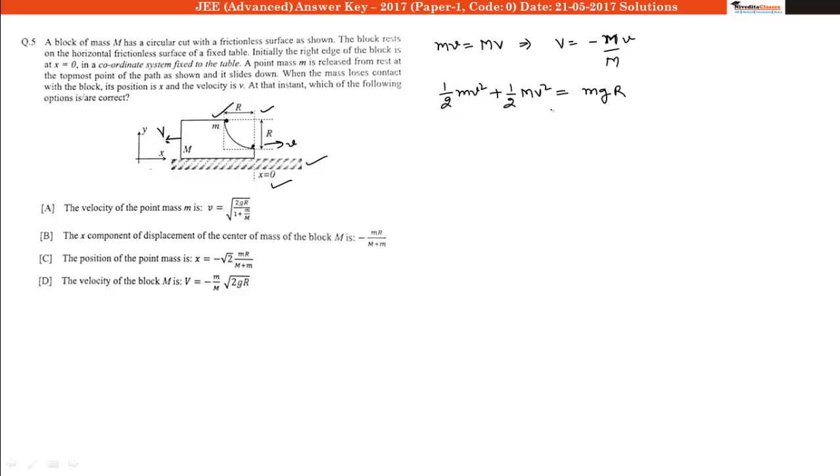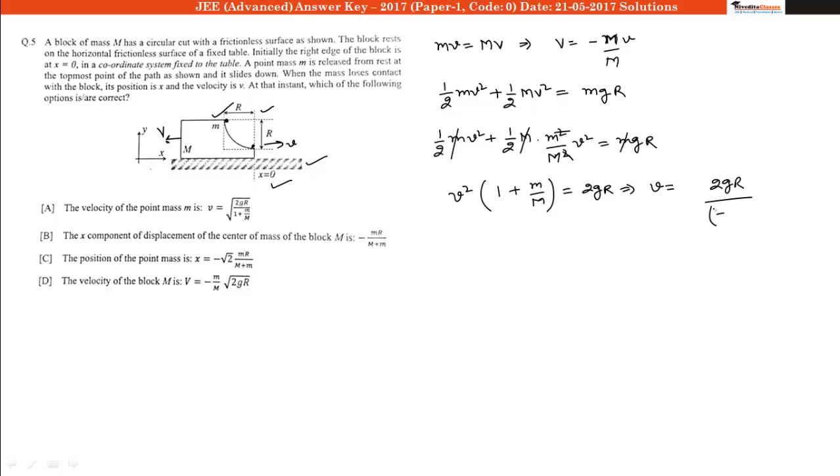Now, putting the value of capital V here, we can write half m v square plus half capital M times small m square over capital M square into v square, which will be equal to m g R. So now one capital M gets cancelled out, small m gets cancelled out, and if I take the half to the other side and take v square common, I will have v square times 1 plus small m divided by capital M equal to 2 g R, or v is equal to root of 2 g R divided by 1 plus small m by capital M. And this is our option A. So, A is the correct choice.